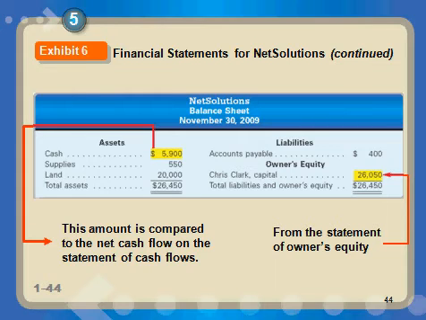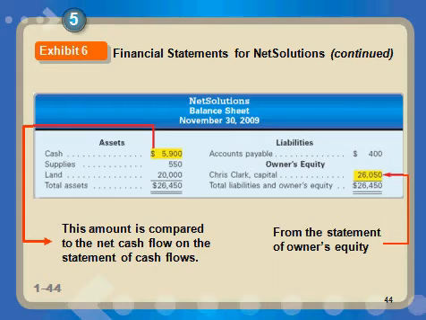And then over on the right hand side we have our liabilities, and these are also listed by liquidity. Luckily Chris only has accounts payable, so we list that. If he had notes, they would be listed under the accounts payable, because it'll take a longer time to pay off the notes than the accounts payable. Accounts payable are normally paid within 30 days.